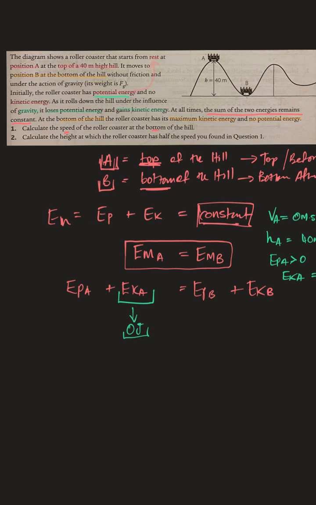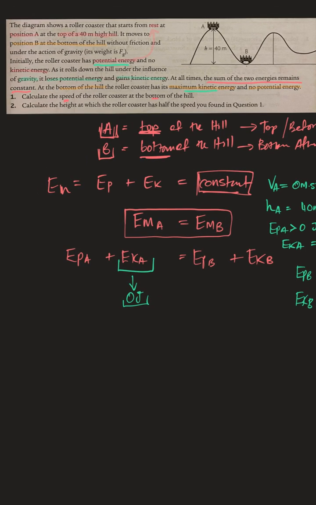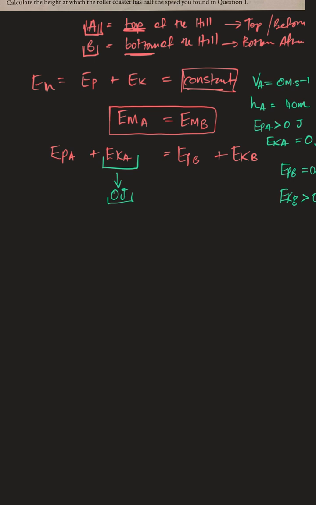Then afterwards, it loses its potential energy and gains kinetic energy at the bottom of the hill. At the bottom of the hill, it says it has a maximum kinetic energy, but no potential energy. So the EP at B must be equal to 0 joules, but the EK at B must be greater than 0. So I know that information, and I'm going to fill this into my formula now.